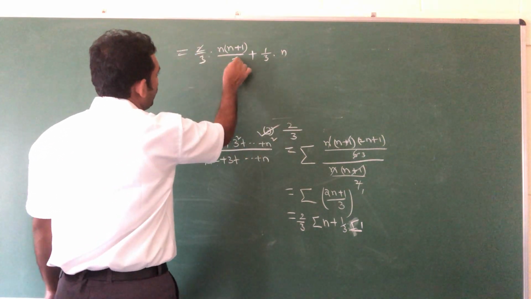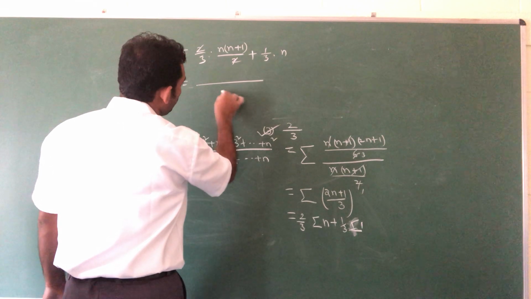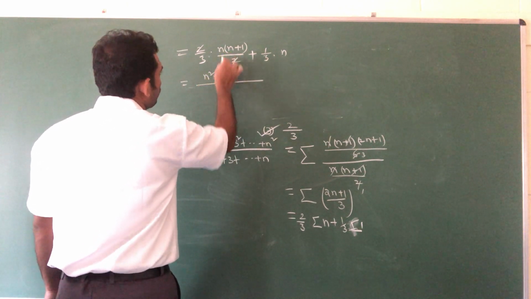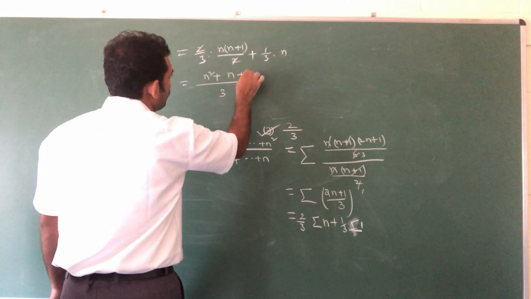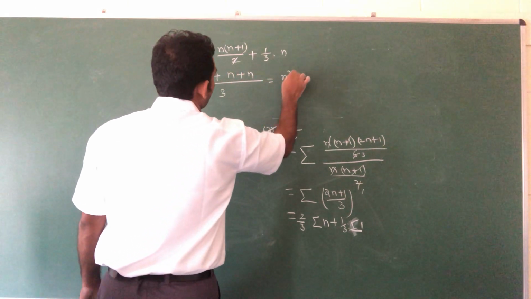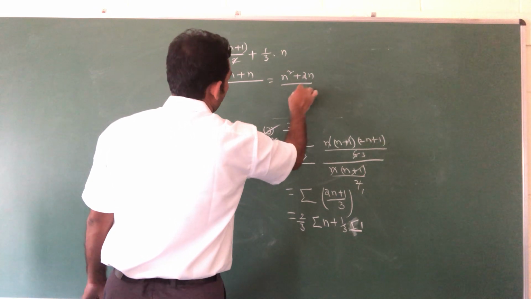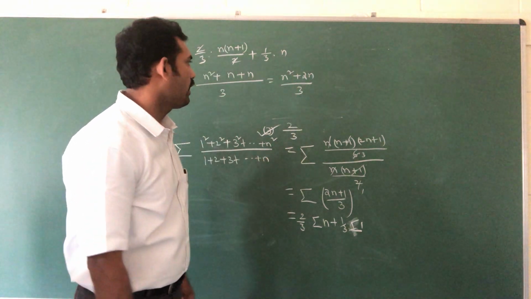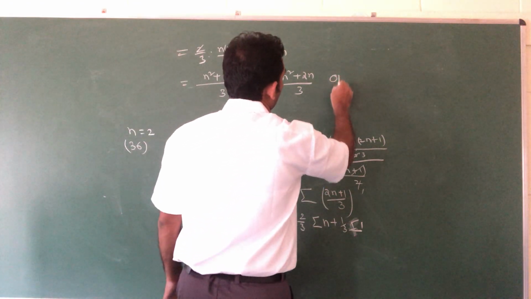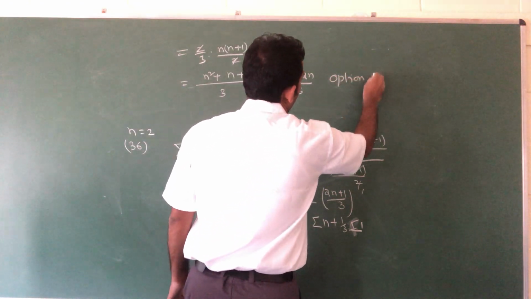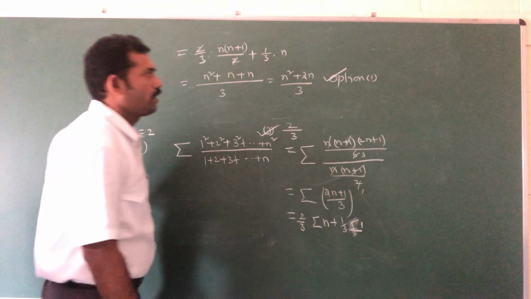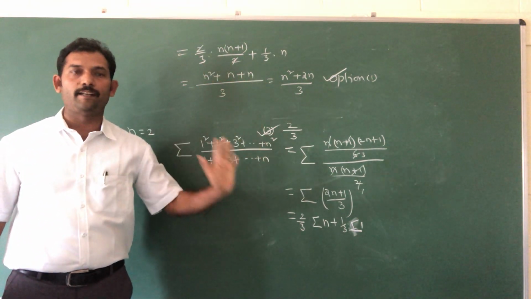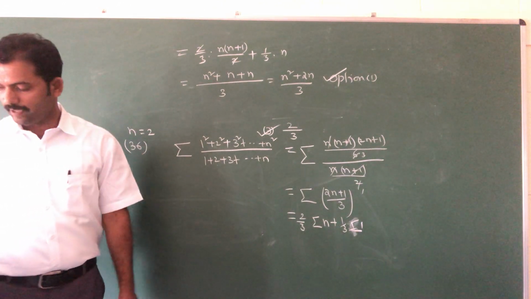So here 2 gets cancelled. LCM is 3. So n into n plus 1 is n square plus n, plus n. So the answer is n square plus 2n divided by 3. So option 1 is correct. No verification, I did it directly.